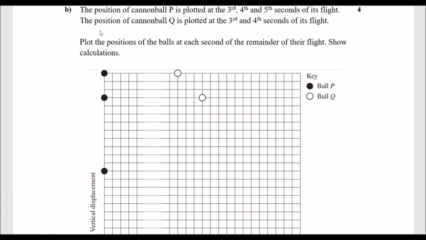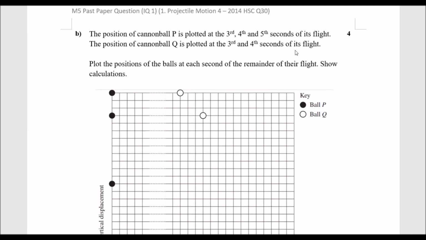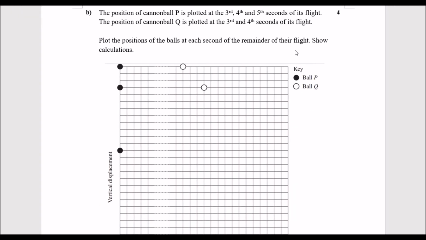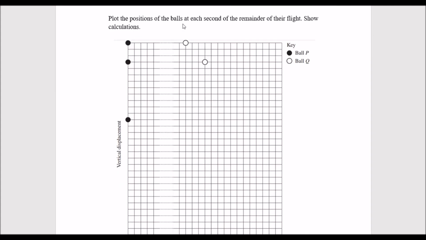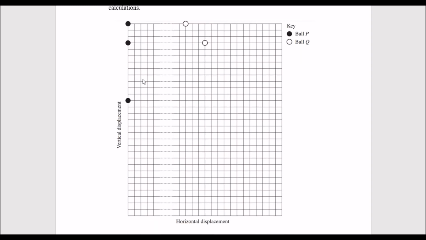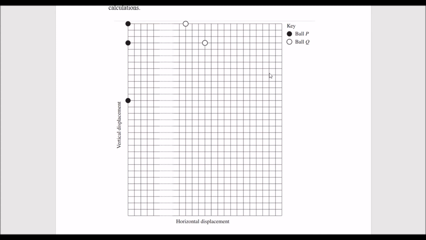Okay, so we move to question B now, and it says the position of cannonball P is plotted at the 3rd, 4th, and 5th seconds of flight. The position of cannonball Q is plotted at the 3rd and 4th seconds of its flight. Let me just scroll out a little bit so you can sort of see where everything is. It says plot the positions of each ball at each second of the remainder of their flight. So whatever we can fill out here, and we need to show our relevant calculations.